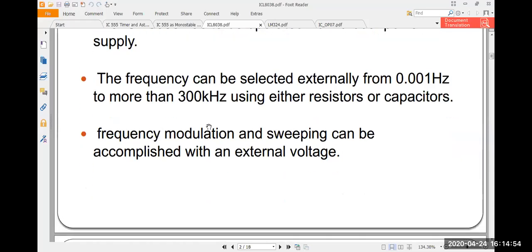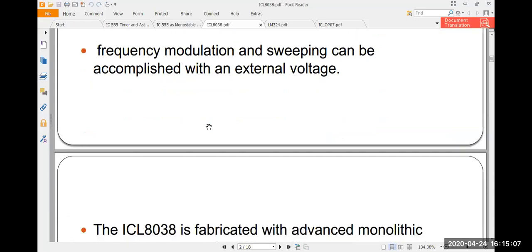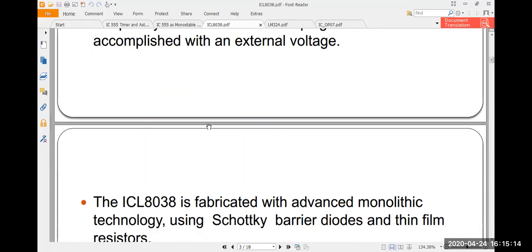So frequency modulation can also be accomplished with this particular IC. Do you know what is frequency modulation? I hope you are learning it in digital communication. So this application is also possible with the help of this IC 8038.